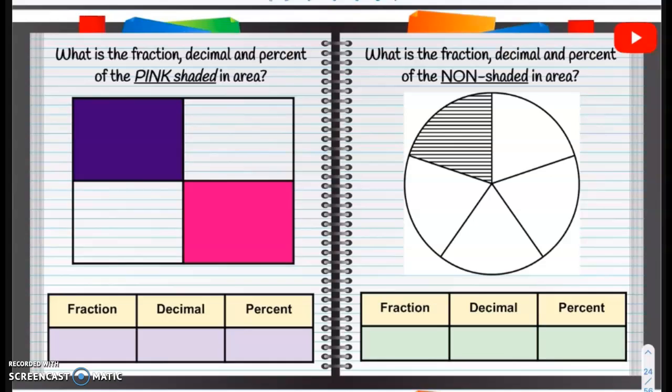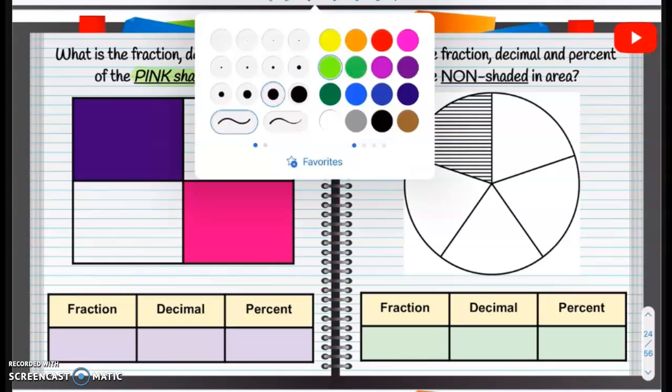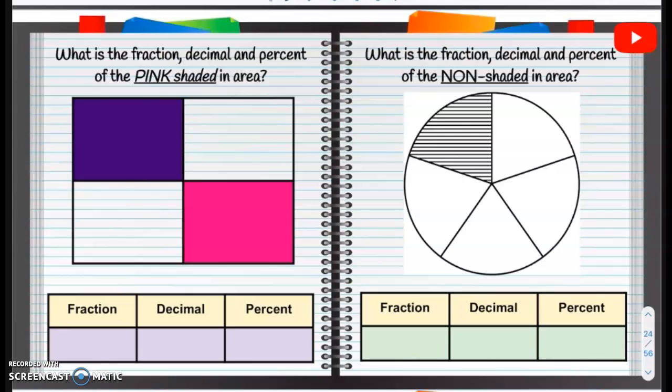January 21st, 2021. Percents. What is the fraction, decimal, and percent of the pink shaded in area? So the pink shaded in area. I guess I should highlight that in pink. The pink shaded in area. All right, so how many blocks are pink? Just one. So I'm going to have 1 out of, how many total are there?